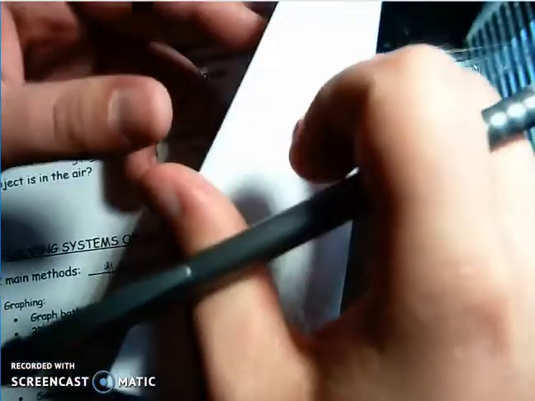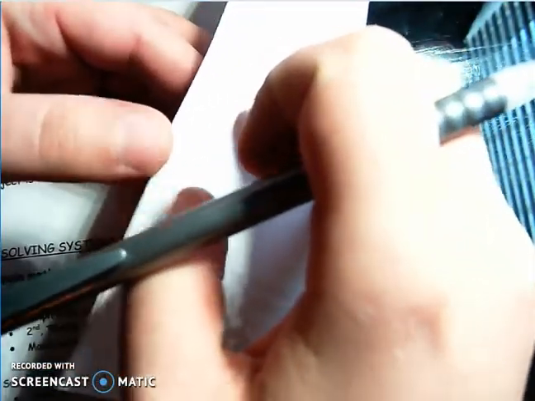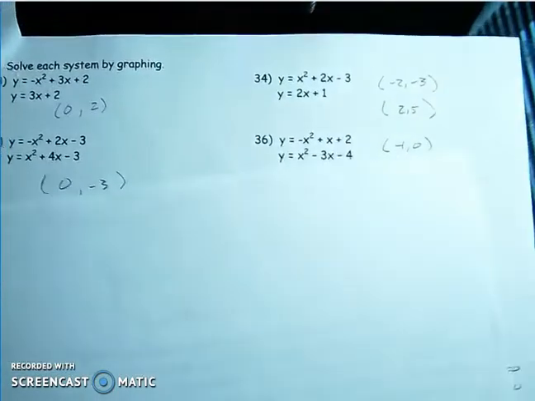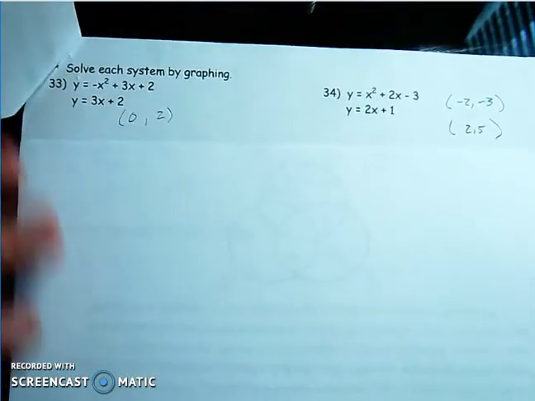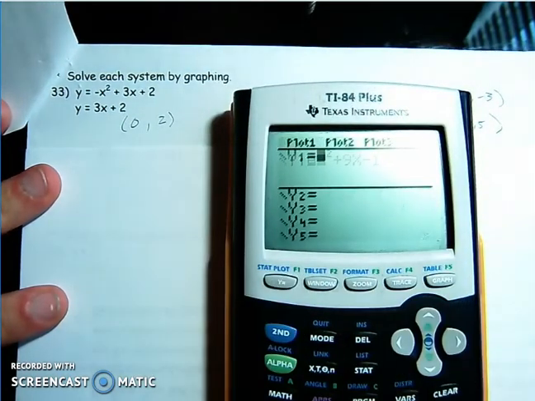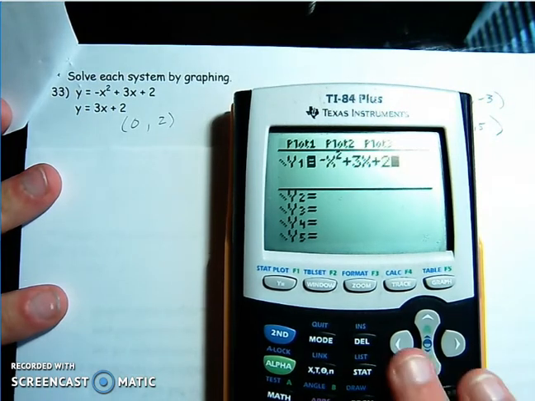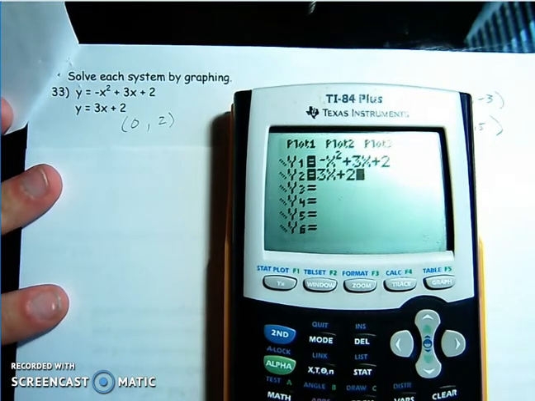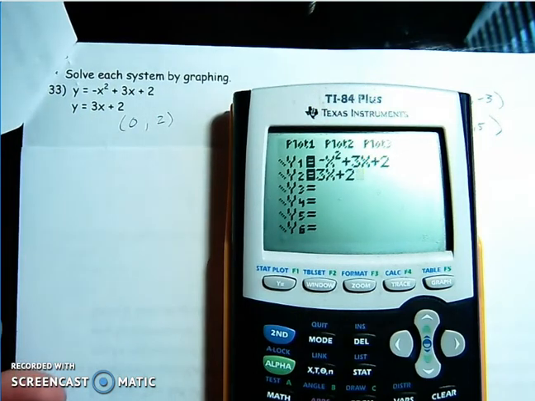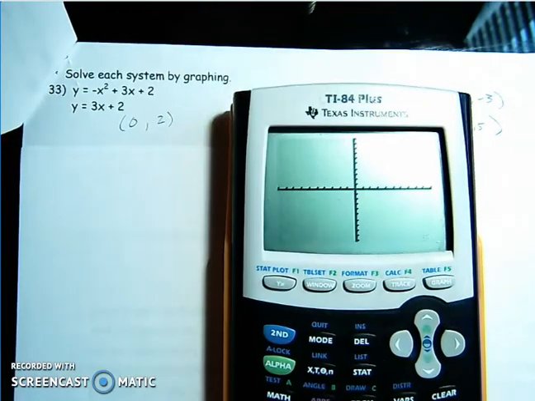So now let's look at some examples of systems of quadratic equations. The first couple we're going to do by graphing. They're already in y equals, which makes our life easy. So negative x squared plus 3x plus 2 and 3x plus 1. If you notice, this is a quadratic with a line. And we're going to look at the graph.